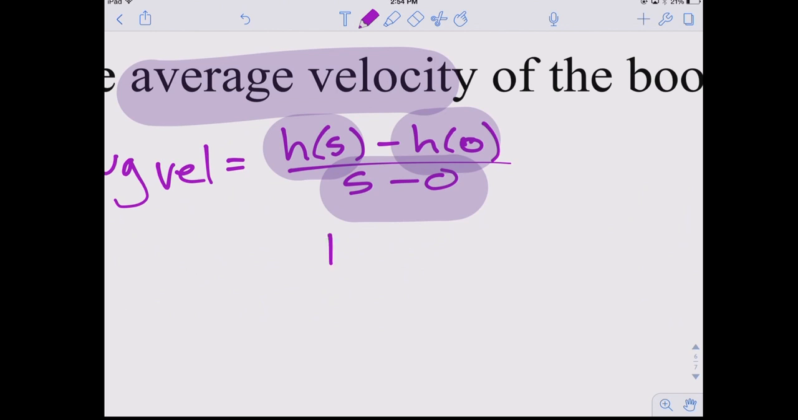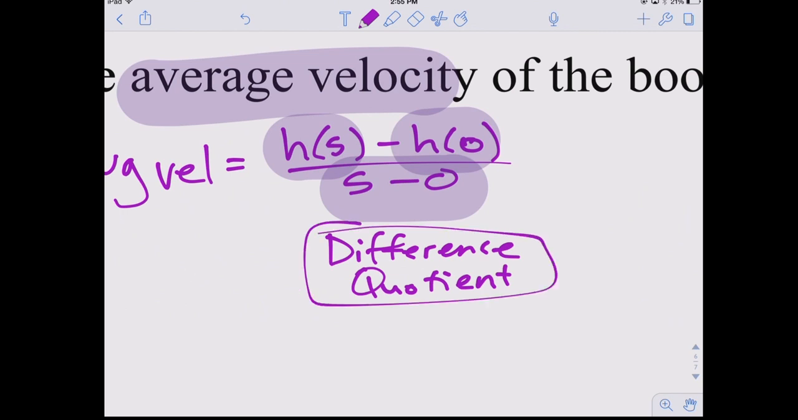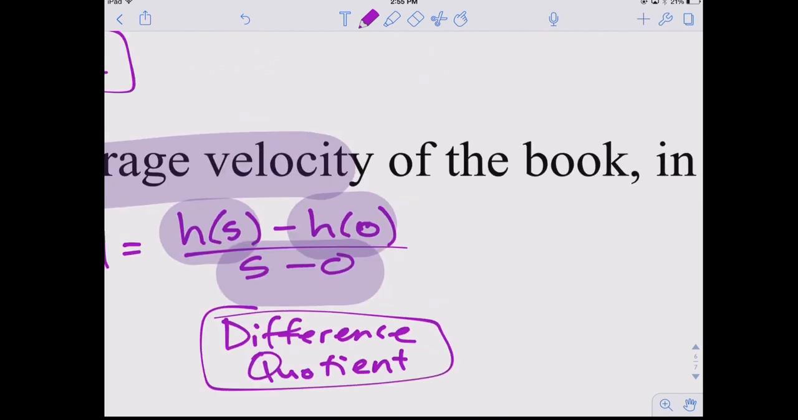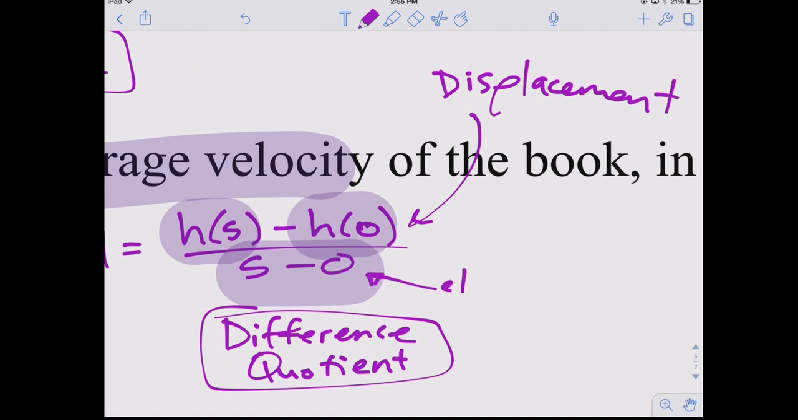Now, this right here is going to be super important as we go throughout the rest of the year. This is called your difference quotient. This is kind of what we did in 2.1 when we were finding the average rate of change between those 2 points. You must show a quotient of two things being subtracted in order to get credit for your setup. In physics, we call the numerator the displacement. It's your net change in position, final position minus initial. And the denominator is just your elapsed time. But it really is just the slope of the secant line on the graph of h between 0 and 5.